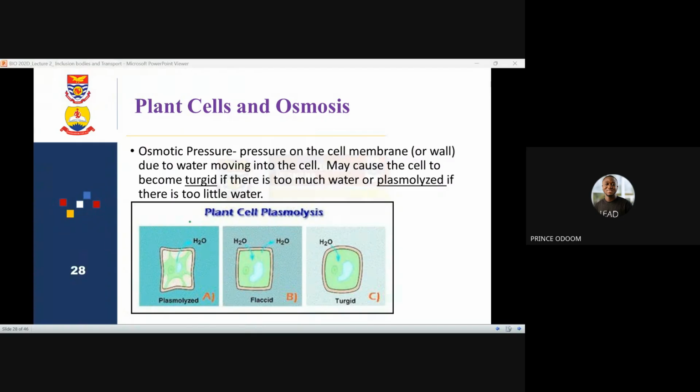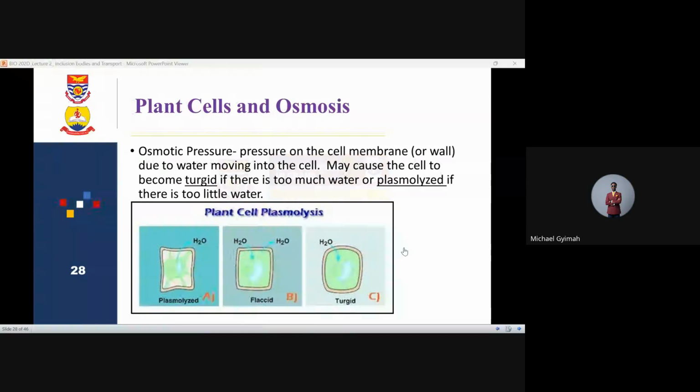And what do you think will happen when you place a plant cell into a hypotonic solution? This one I'll call Michael. Michael, what do you think will happen when you place a plant cell into a hypotonic solution?